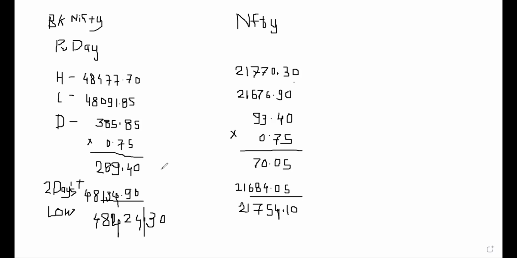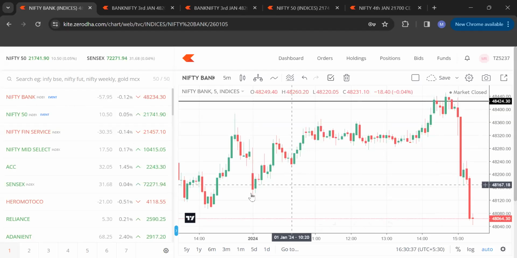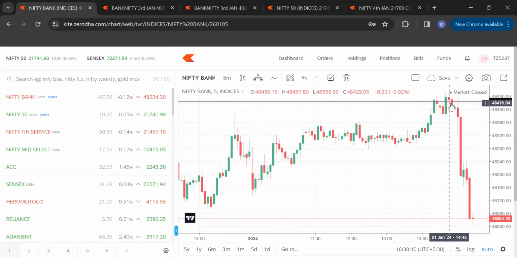48,424.30. You can see this calculation: previous day high minus low, difference multiplied by 0.7, and then you add that to today's low and you get 48,424.30. Now I have drawn a level at 48,424.30, and you could see precisely the market went up to that level. It didn't sustain and came down.